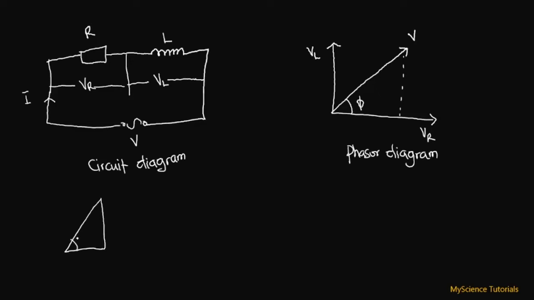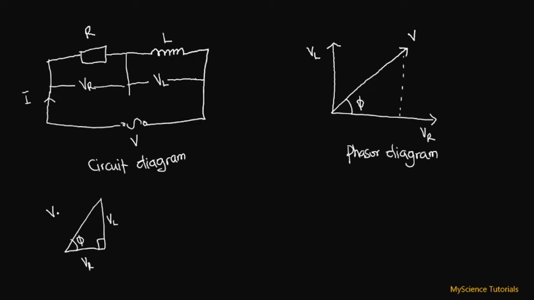We have the phasor angle over here. This is 90 degrees over here because it's a right angle triangle. And since we have the VL on the vertical axis over here, it corresponds to the length over here as well. So we have our VL, the inductive voltage, and then we have our resistive voltage VR on the horizontal axis, and then the applied voltage on the hypotenuse side of this.